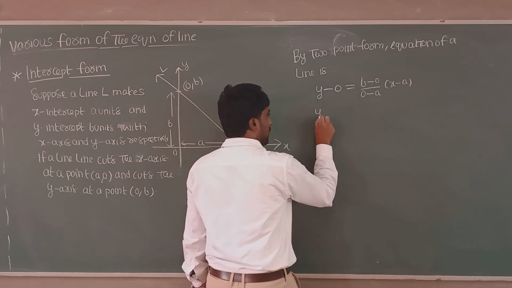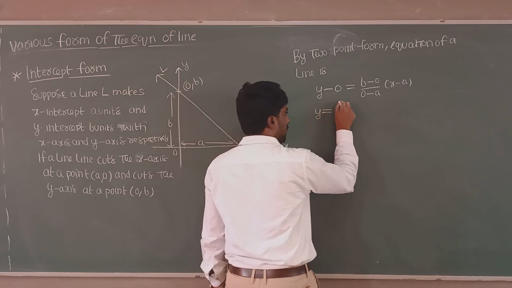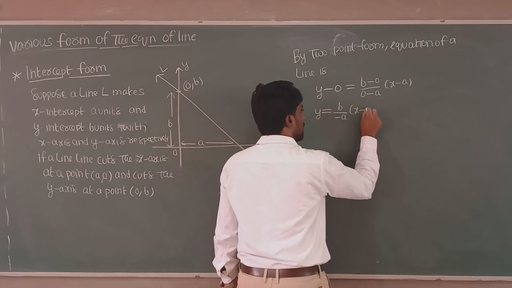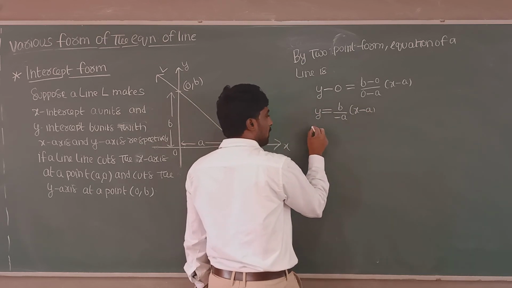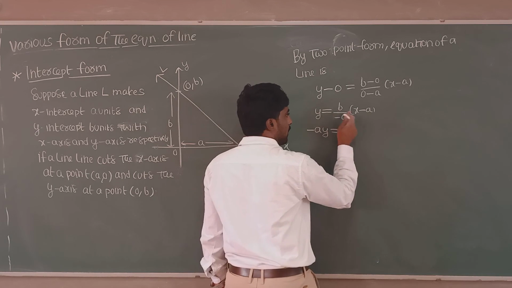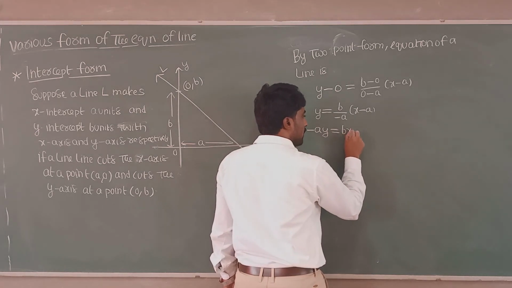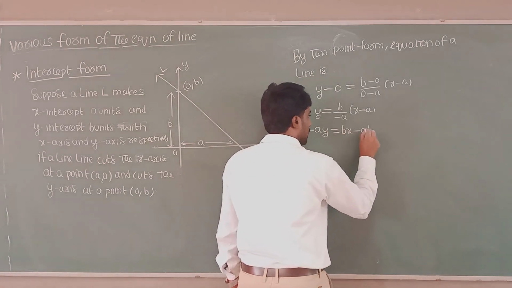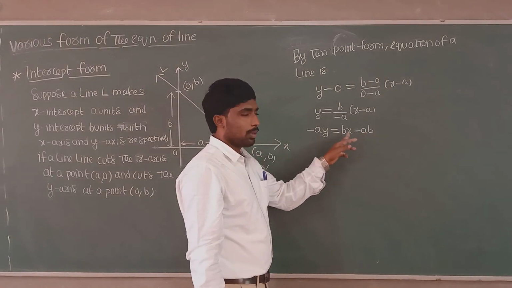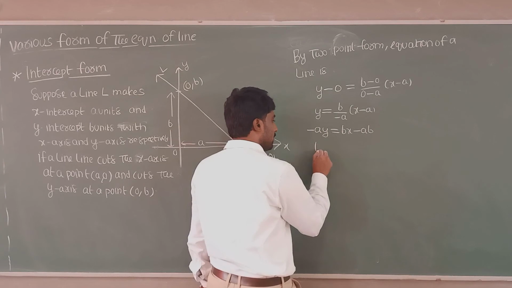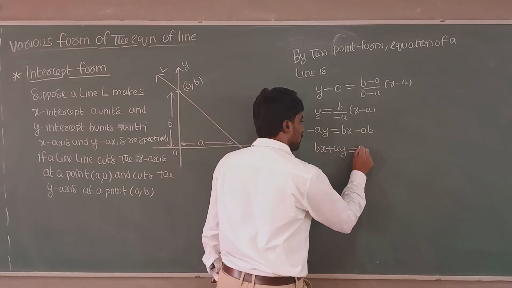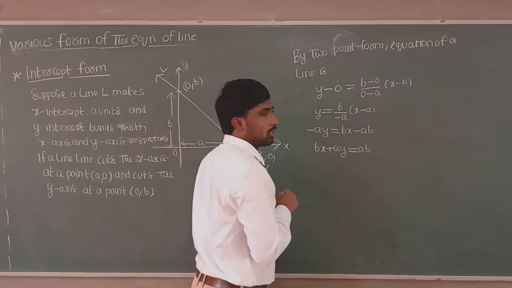So what do I get here? Finally y equal to b by minus a into (x minus a). So if I cross multiply, what will we get here? Minus ay equal to b, if I multiply inside, bx minus ab. Okay, so this minus ay goes to that side, this minus ab goes to this side. Finally what do I get as the equation? bx plus ay equal to ab. Okay, is it clear everyone?